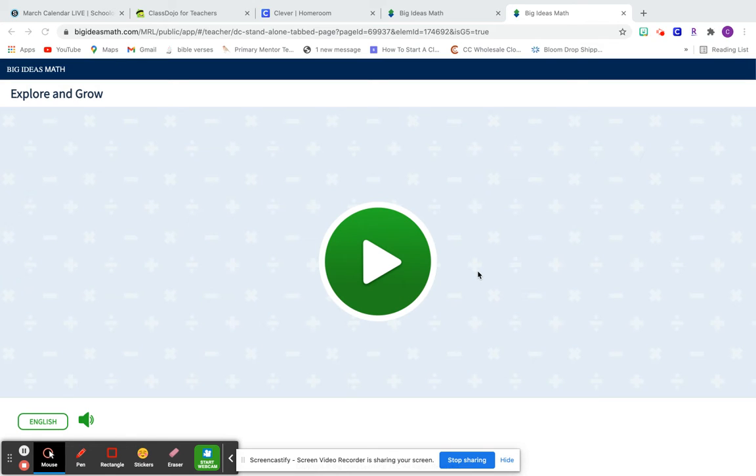Hey guys, today for our Big Ideas Math, we are looking at lesson 6.4. So we skipped over 6.2 and 6.3, and we're going to 6.4, and we're working on double-digit subtraction.